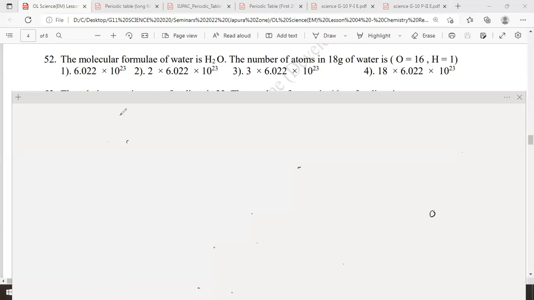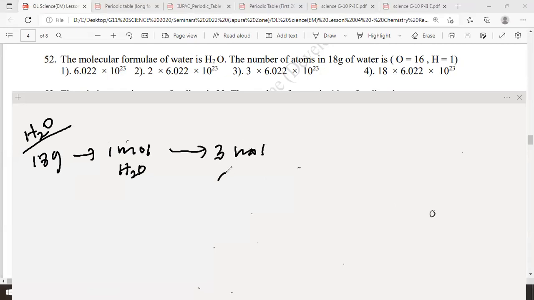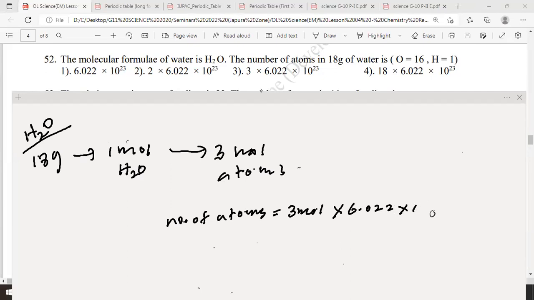Okay, so I'll quickly write it again. 18 grams of water means 1 mole of water. 1 mole of H2O has 3 moles of atoms. Then you can find number of atoms equal 3 moles into Avogadro constant. Number of atoms equal 3 moles into Avogadro constant, 6.022 into 10 to the power 23.